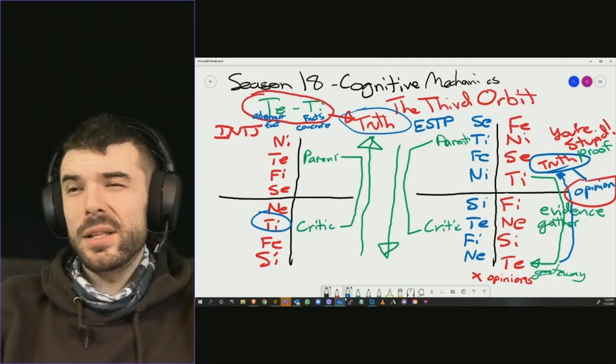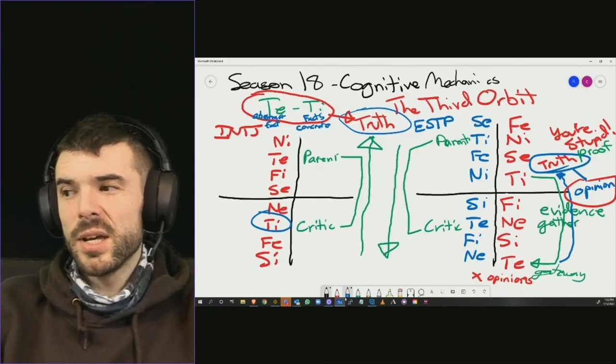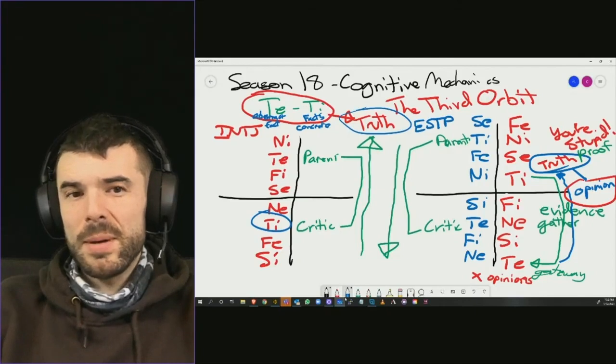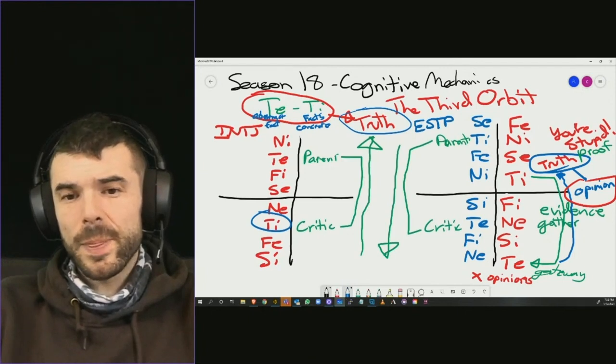But with TI child, you've got to be careful because you can easily manipulate a TI child by pre-programming them. So that can be a problem.